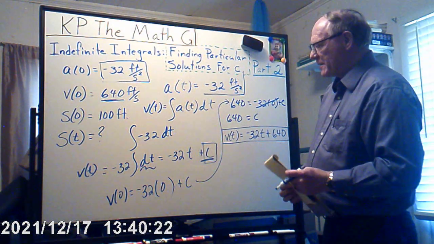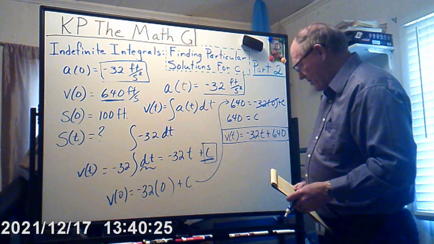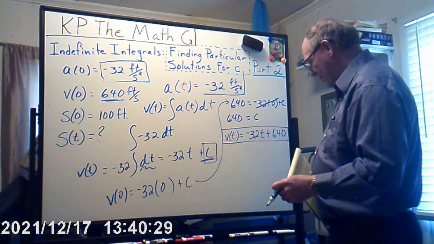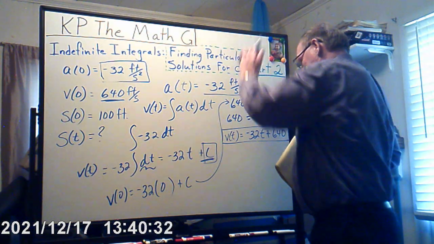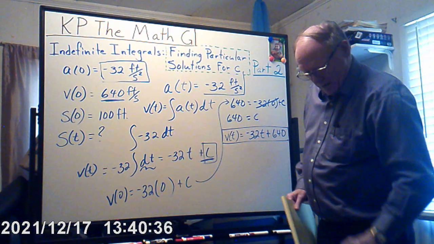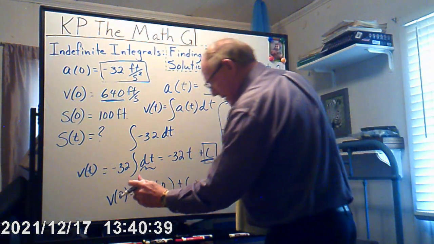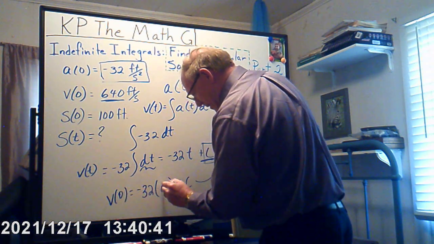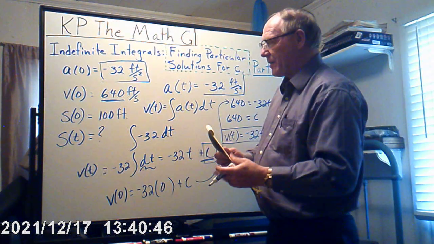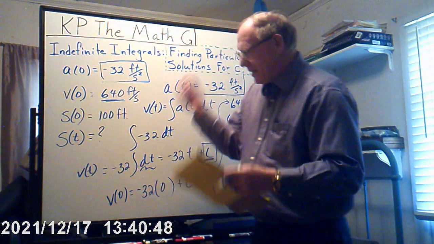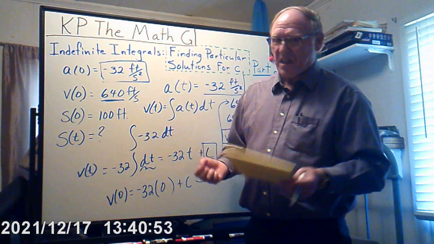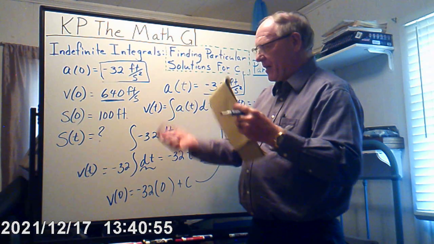Alright, let's write this down. I think maybe we can flip it over and write this down again. V at t is equal to negative 32t plus 640. And again, time t is 0. That's always the initial, when we talk about initial acceleration or initial velocity, time t is 0. Usually it is.